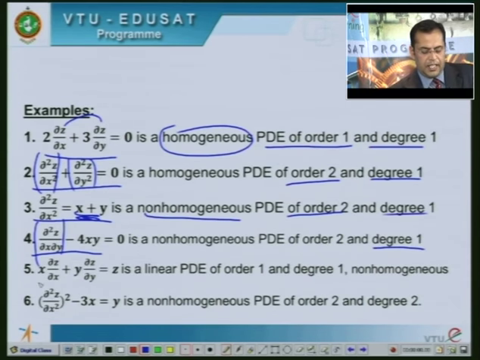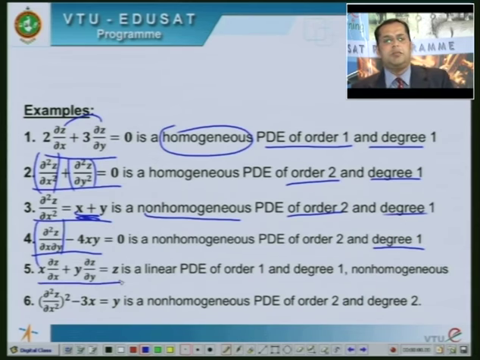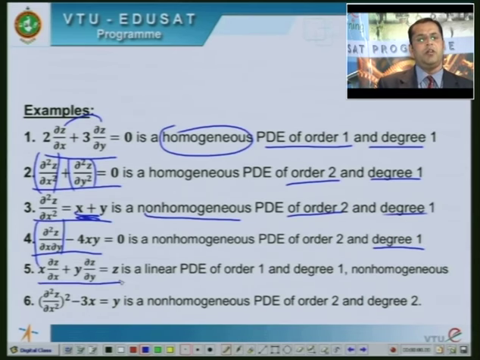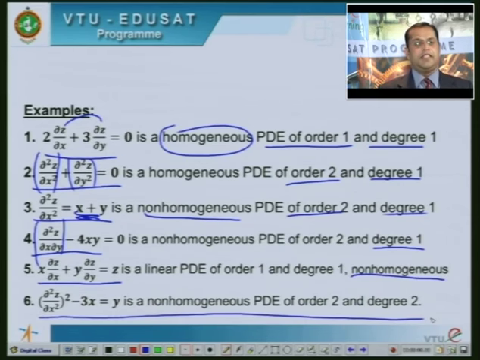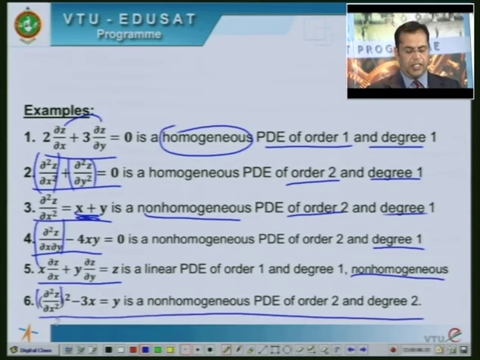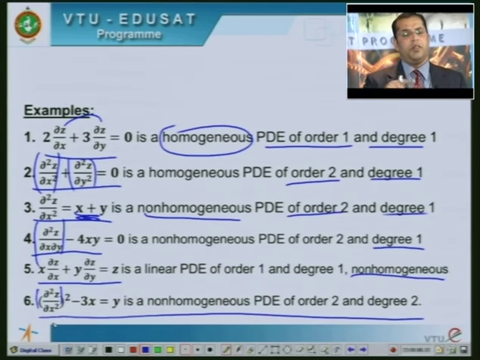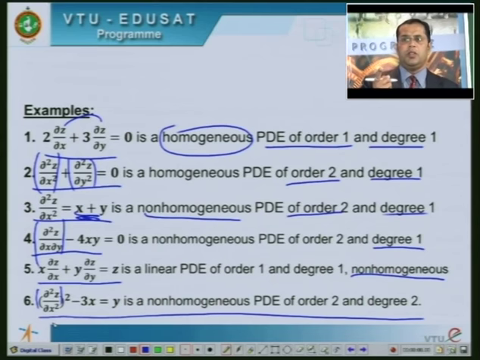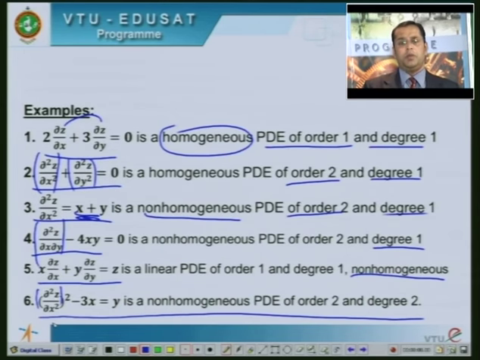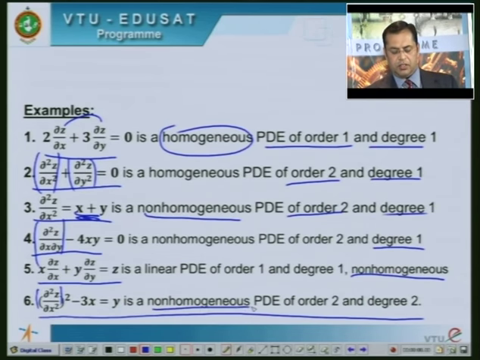Likewise, the last two examples: x ∂z/∂x plus y ∂z/∂y equal to z is linear, which is of order 1 and degree 1, and it is also non-homogeneous. And finally, in the last example, observe that the highest order derivative is ∂²z/∂x². So, the order is 2, but the integral power of ∂²z/∂x² is 2. So, you say it is degree 2 and the equation is also non-homogeneous.